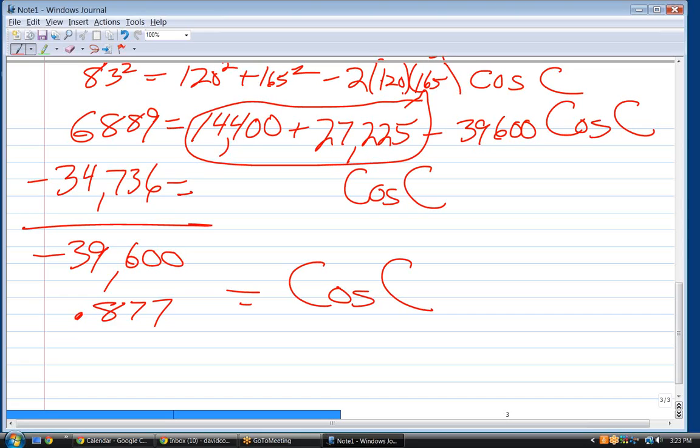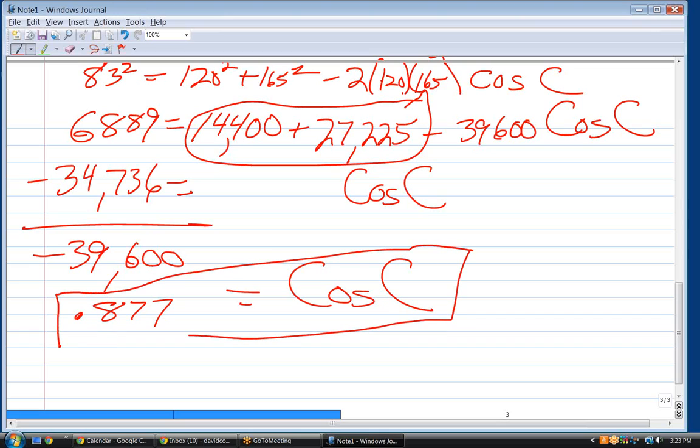Why? Because the cosine of C has to be some angle between 0 and 90 degrees. It can't be over 90, because cosine of angles over 90 are negative. So this always has to be positive. So what's angle C equal to? How do you determine what angle C is? Inverse cosine of this number. What is that? It is 28.6 degrees.